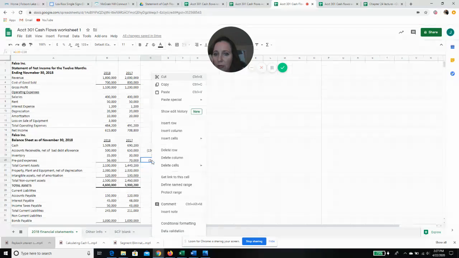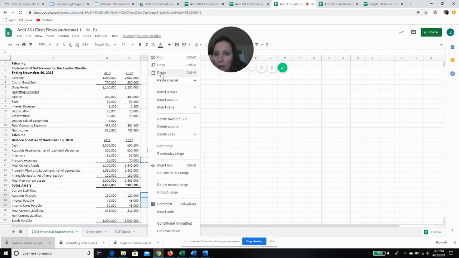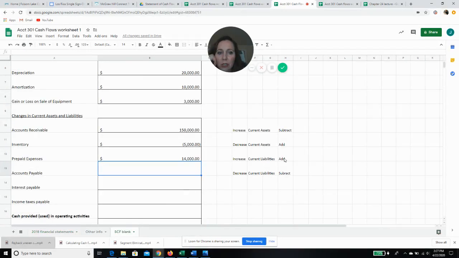So now we're going to look at our current liabilities. And I'm just going to copy this formula down. You don't need to see me adding a bunch of times. But remember, it's current year minus prior year. So our first current liability is accounts payable. And accounts payable increased $30,000. So if I have an increase in current liabilities, I add it. So I'm going to add $30,000 here.